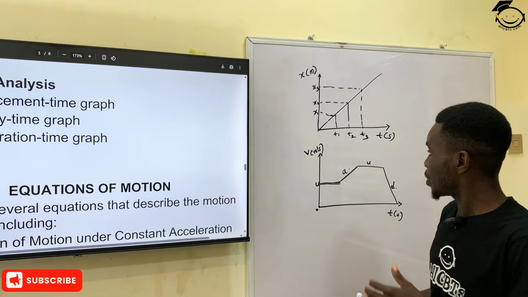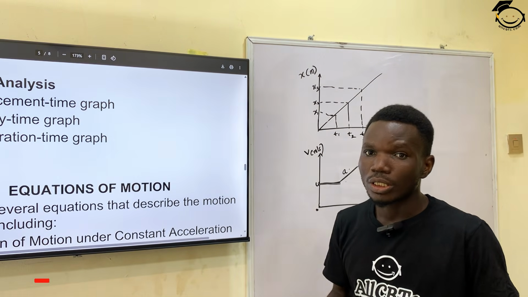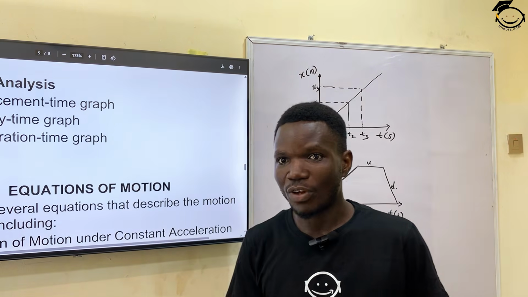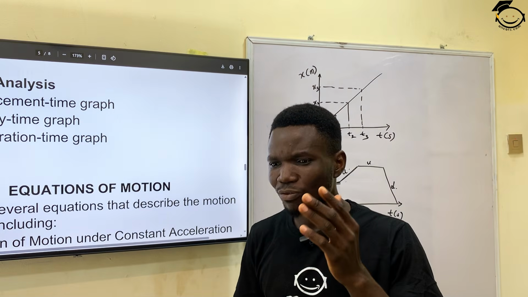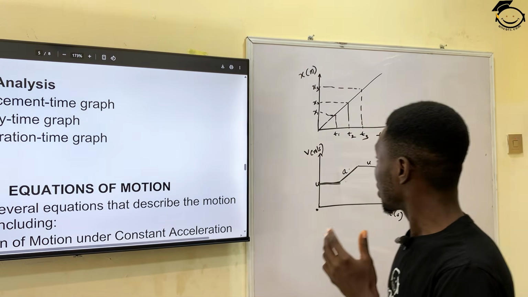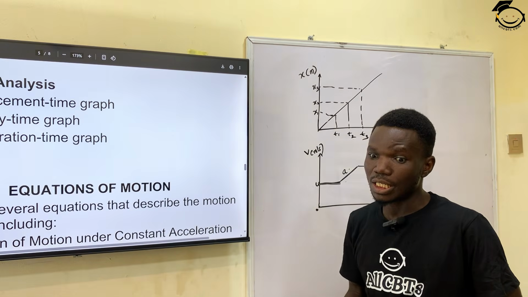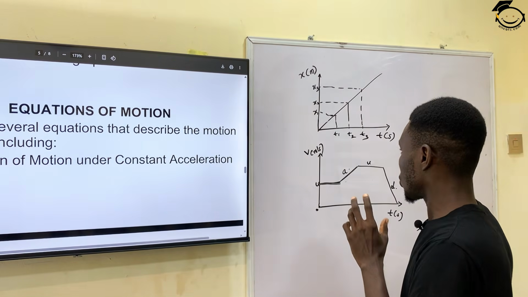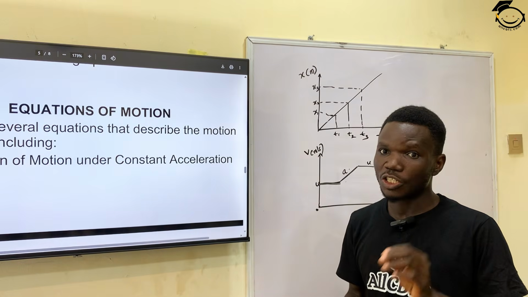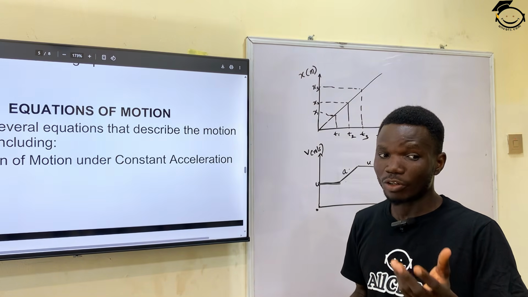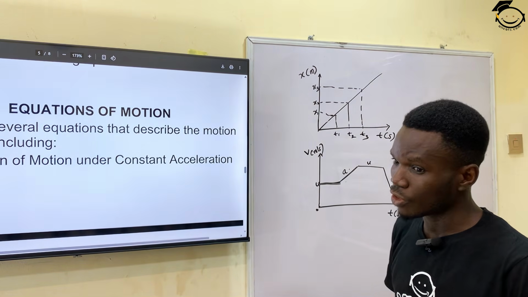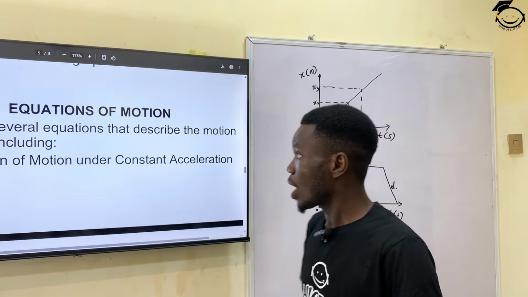Let me quickly explain that we also have two types of velocity. We have the final velocity and the initial velocity. The initial velocity is the starting point of an object, and the final velocity is the end point of an object.